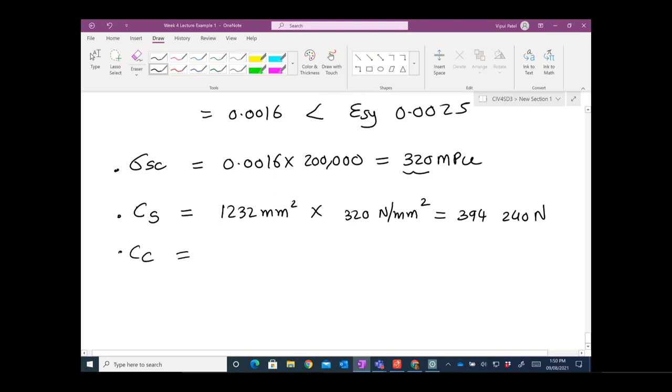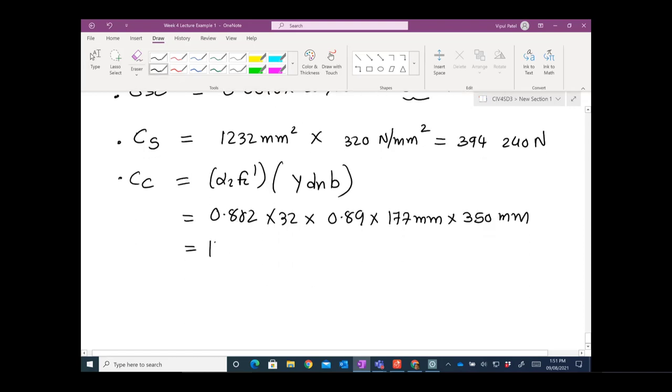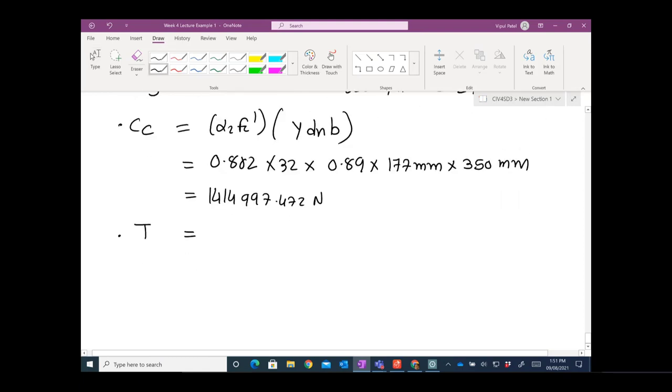Concrete compression force is again alpha 2 fc dash. And by the way, only this DN changes, all other parameters are the same: 0.802 times 32, gamma value is 0.89, DN is 177 millimeters, b is 350 millimeters, right? I think we've done these similar examples many times above. So 14,997.472 newtons. And then you have the tension force, which does not depend on your DN value. We've done this one many times.